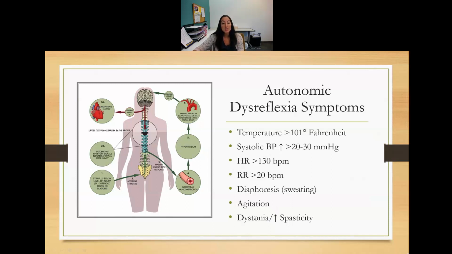And dystonia or increased spasticity. So maybe shaking, maybe drawing up. And all of that is in response to some type of painful stimulus below the area. Now, as far as what is exactly happening, there's a stimulation below the level of injury, and a response is delivered to the brain to say, hey, something's wrong here.